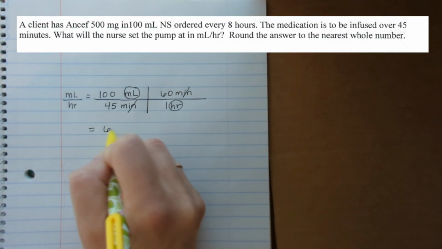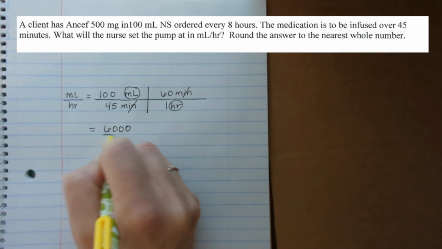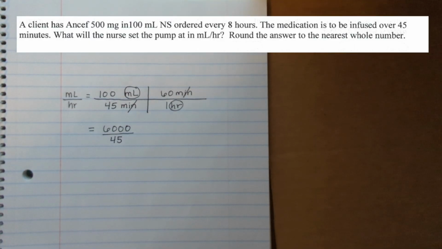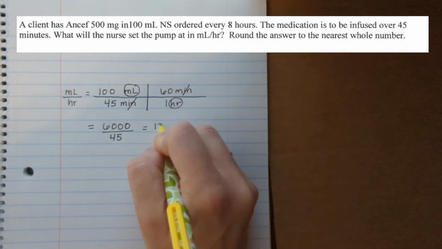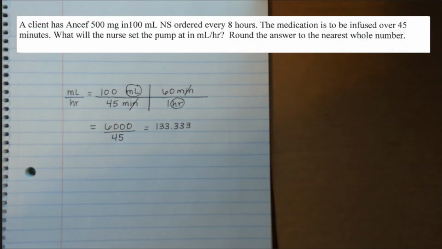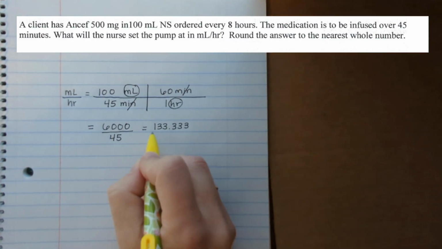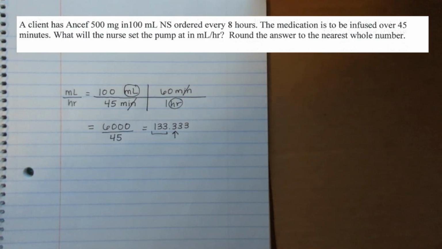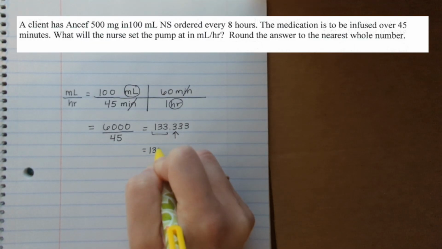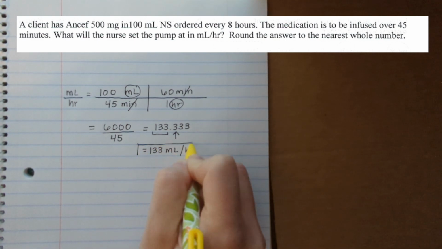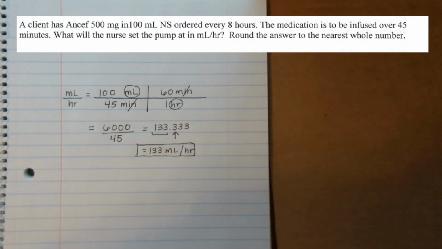So we're going to take 100 times 60, which gives us 6,000. And then for the bottom, we have 45. And when we divide, we're going to get an answer of 133.3333 repeating. This problem asks us to round to the whole number, which means we're going to take the part in front of the decimal. That's where we want our number to end. Looking at our next door neighbor, it's a number 3. So that tells me that we're going to round down. So our final answer is 133 mLs per hour.